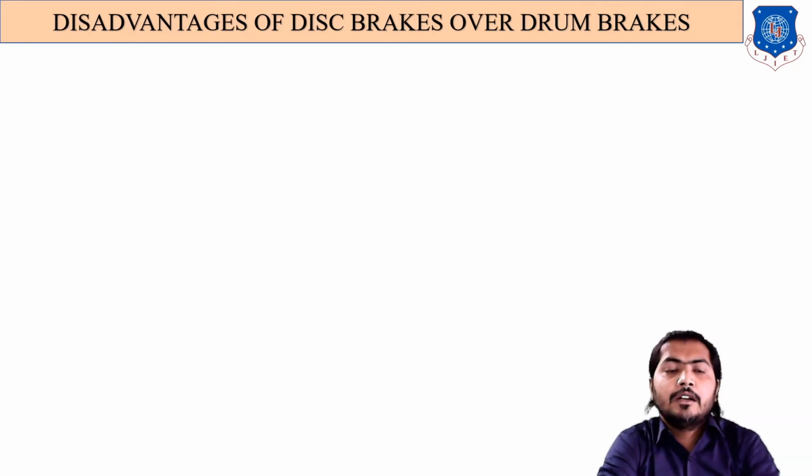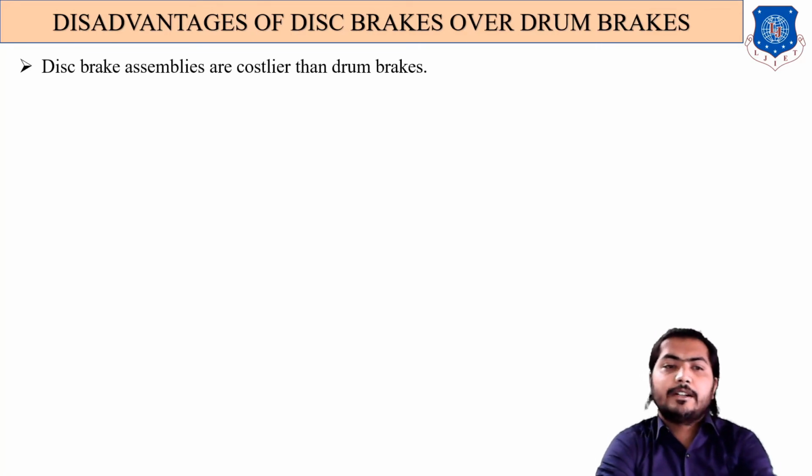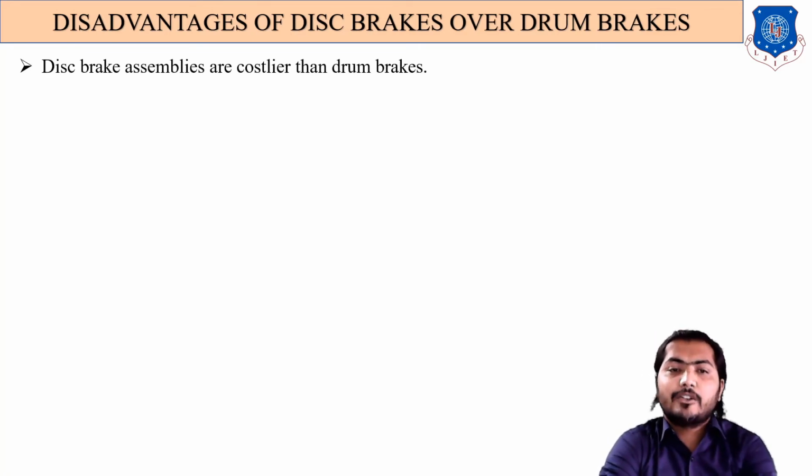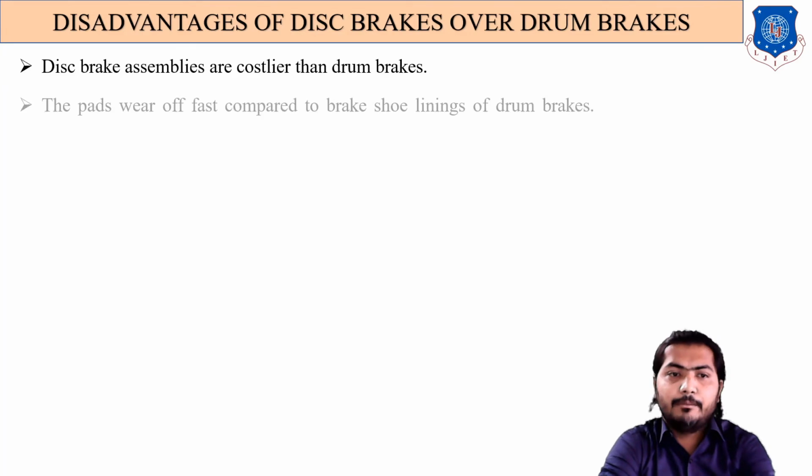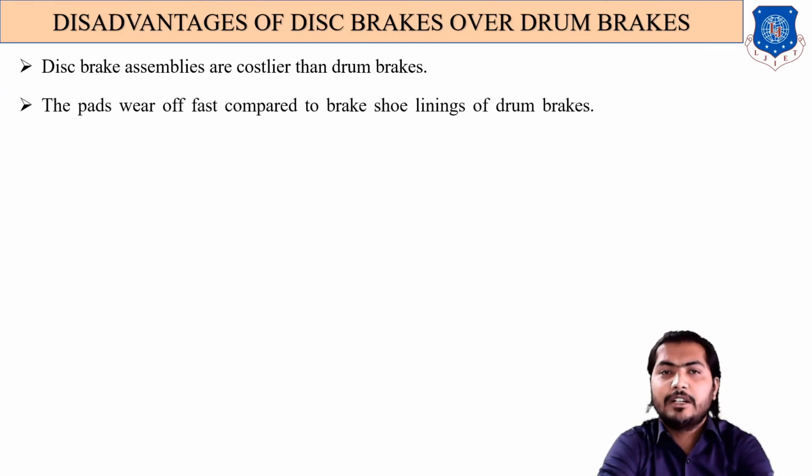Disadvantages of the disc brake over the drum brake. Disc brake assemblies are costlier than drum brakes. The pads wear off faster compared to the brake shoe, because of the faster rubbing action, and they wear off faster.